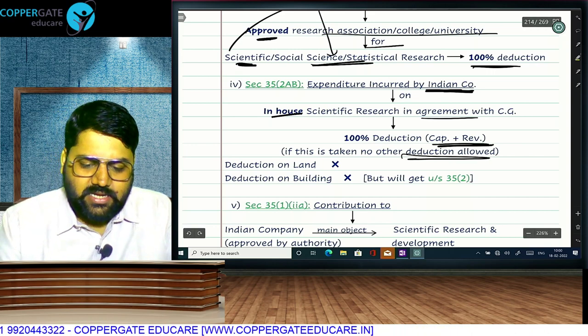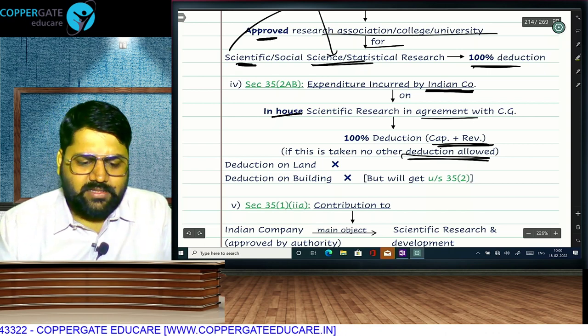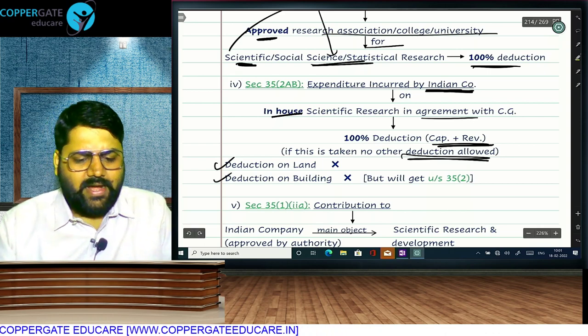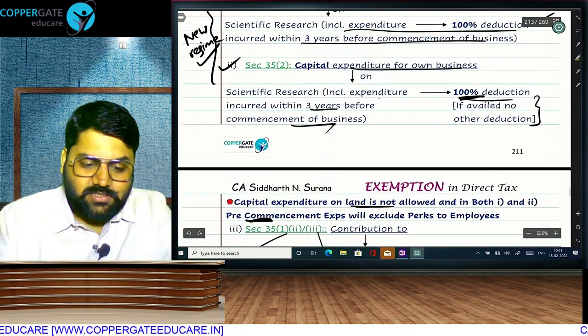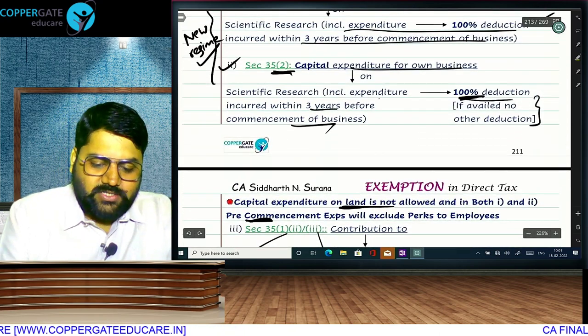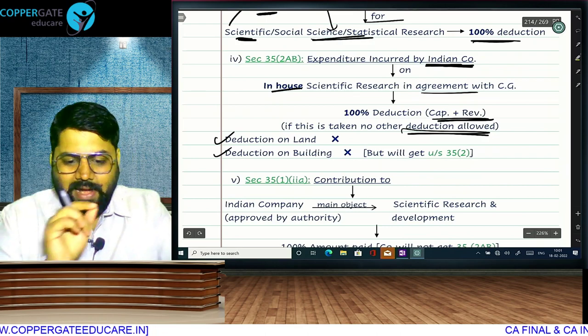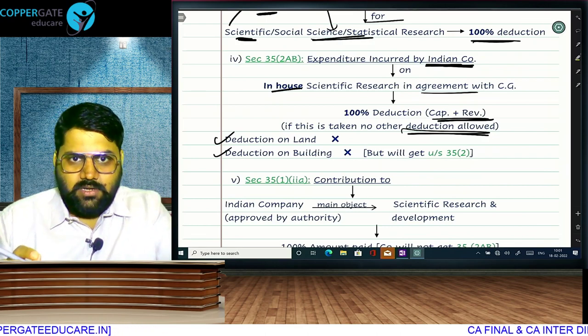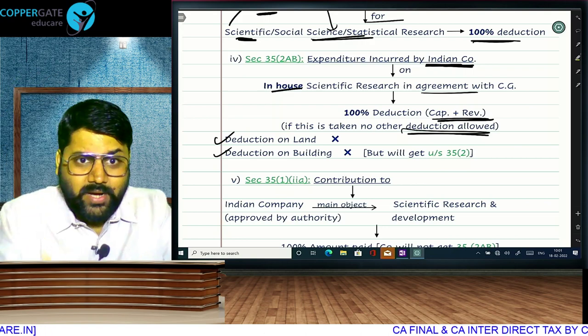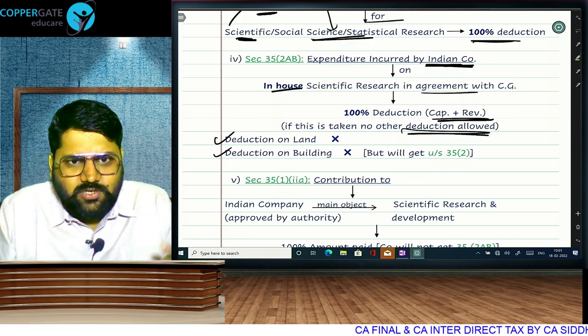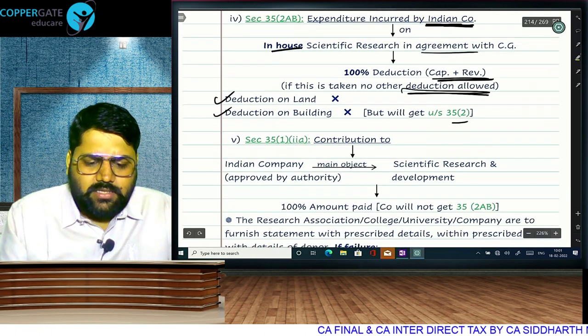But if this deduction is taken, then you will of course not get any other deduction. You won't get deduction on land and building over here. But for building, because it is own business, you can take it here. Here only land is not allowed. So, in short, land zero deduction, other expenses 100% deduction, building not allowed here, but you can take it in the above section, 100% deduction you will get. So, building you can take under 35(2).